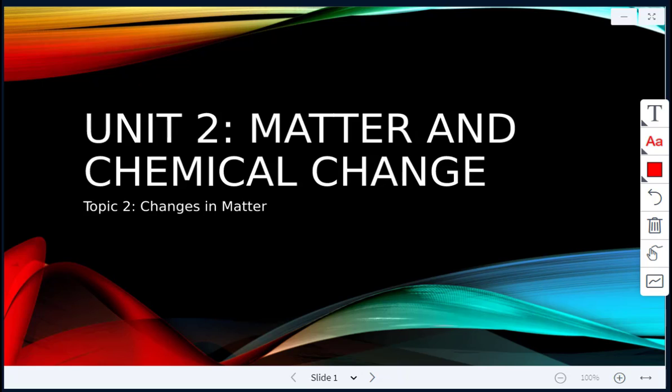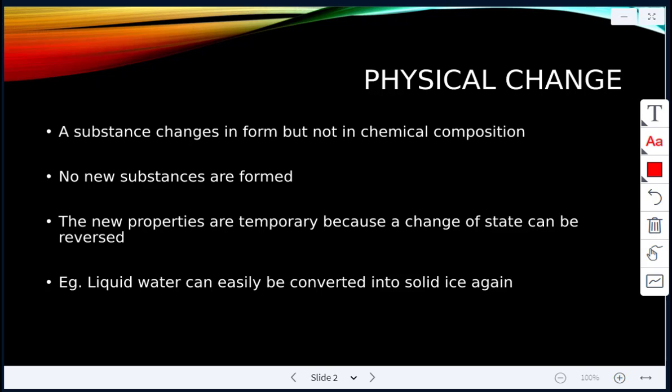Today's class, we are looking at topic 2 in our unit, Matter and Chemical Change. So we're looking at changes in matter today. So firstly, we'll talk about a physical change. A physical change means a substance changes in form, but not in its chemical composition.